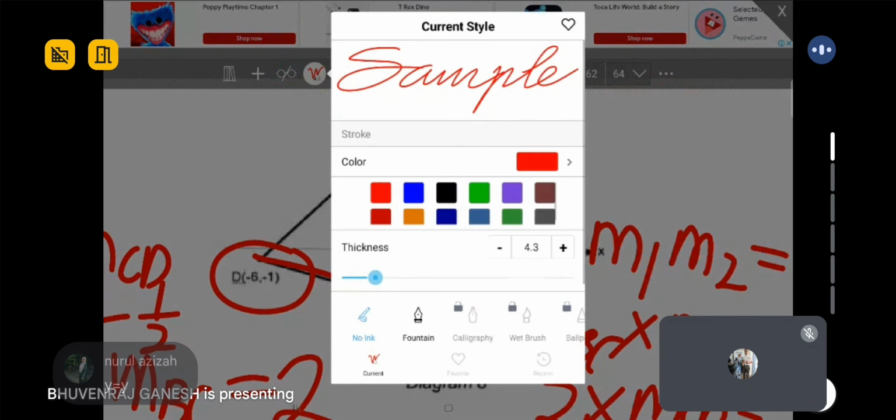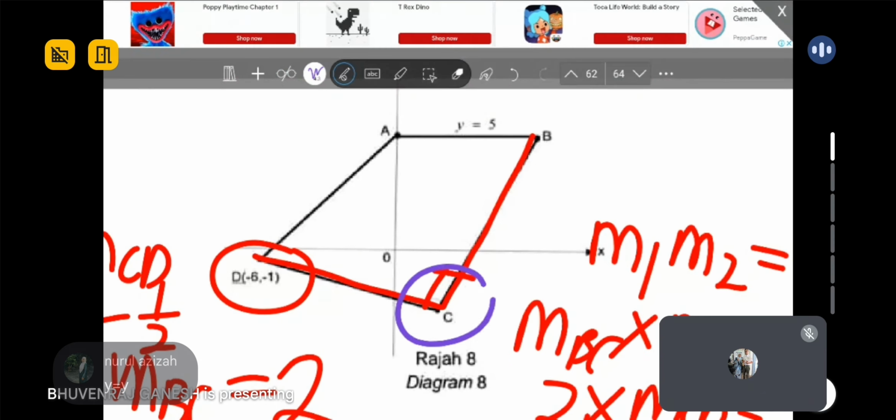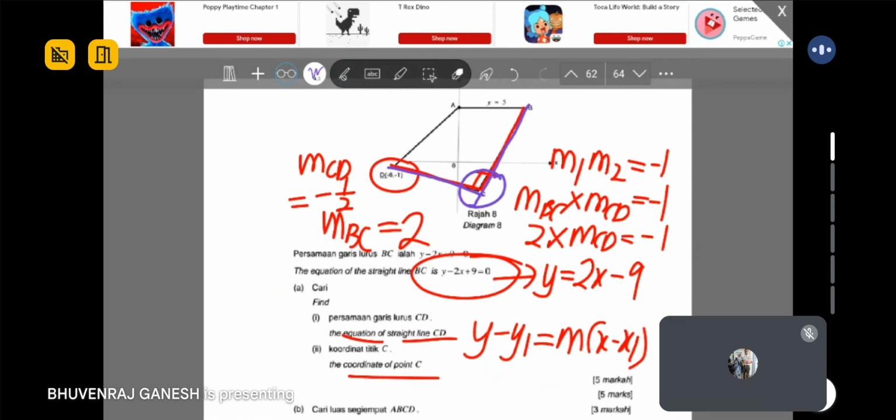You see carefully. How to find C? Very good, smart. You all are indeed clever. Okay, you use y equal to y. Simultaneous equation, because for CD you have an equation, and BC you also have an equation. So two equations, simultaneous. Just equalize.